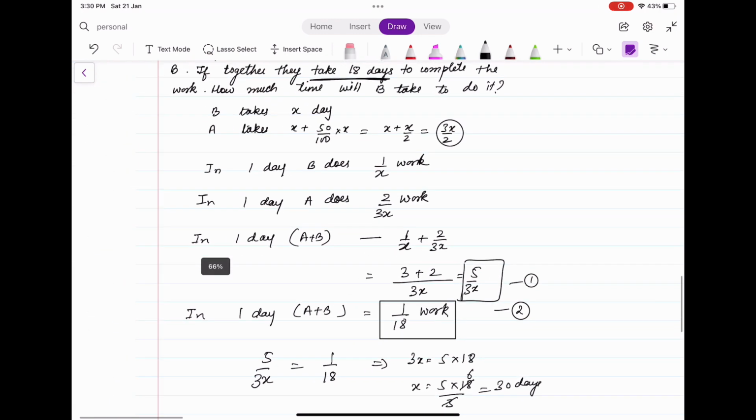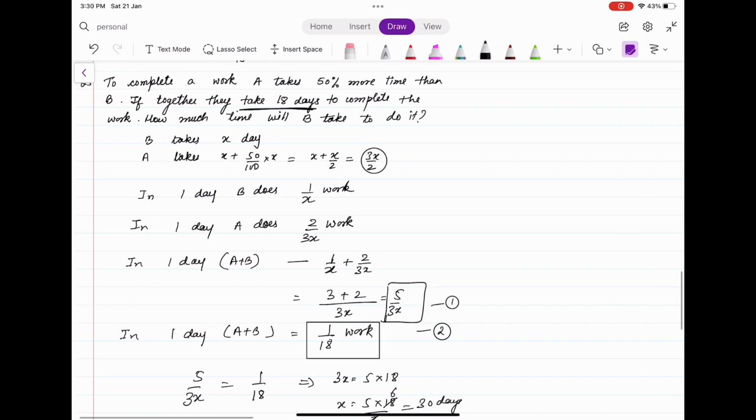But they have asked only B. I hope you understood these questions. In case of doubt, you can ask in the comment section or revisit the video again, solve the questions with it. The only mantra for getting success in maths is practice. Keep practicing and keep watching videos of Easy Maths.